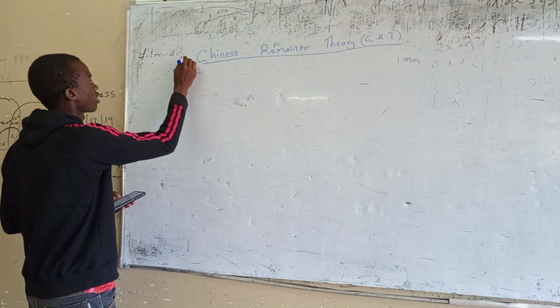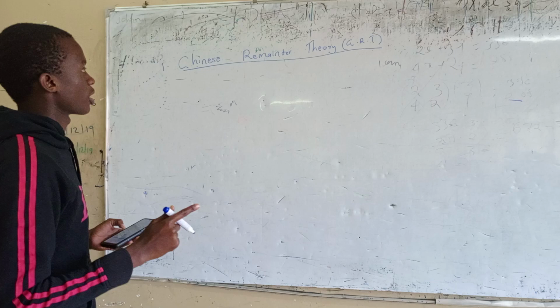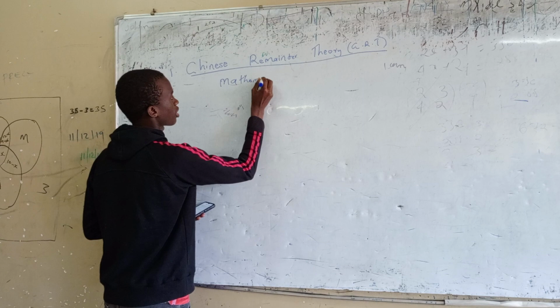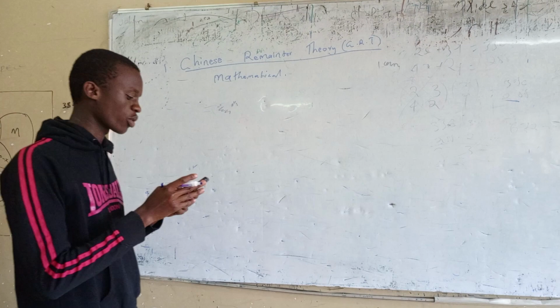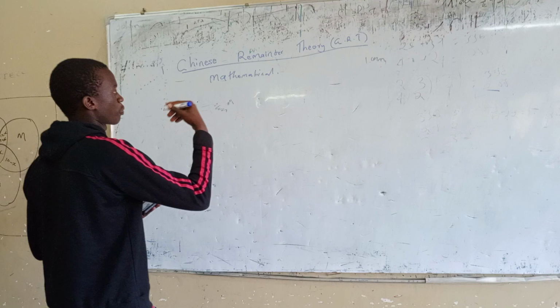The Chinese Remainder Theorem, as you can see, is a theory, but specifically it's a mathematical theory that provides a way to find a unique solution to a system of congruences.